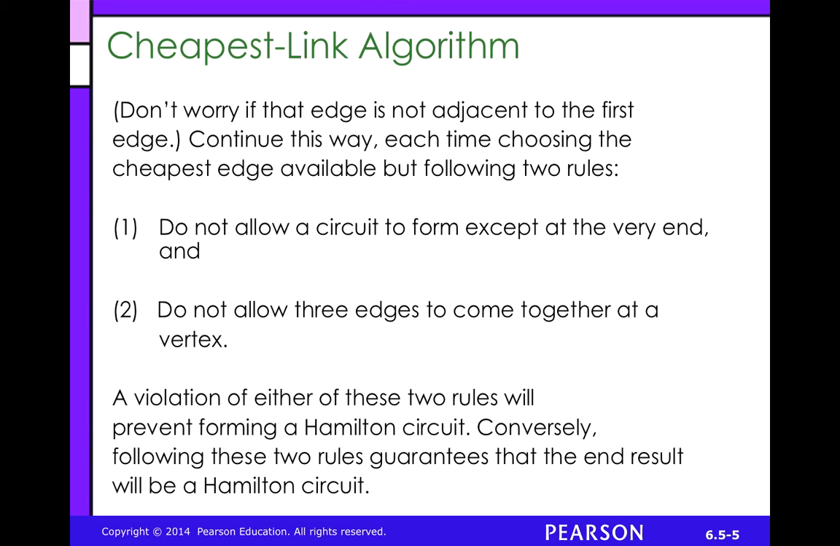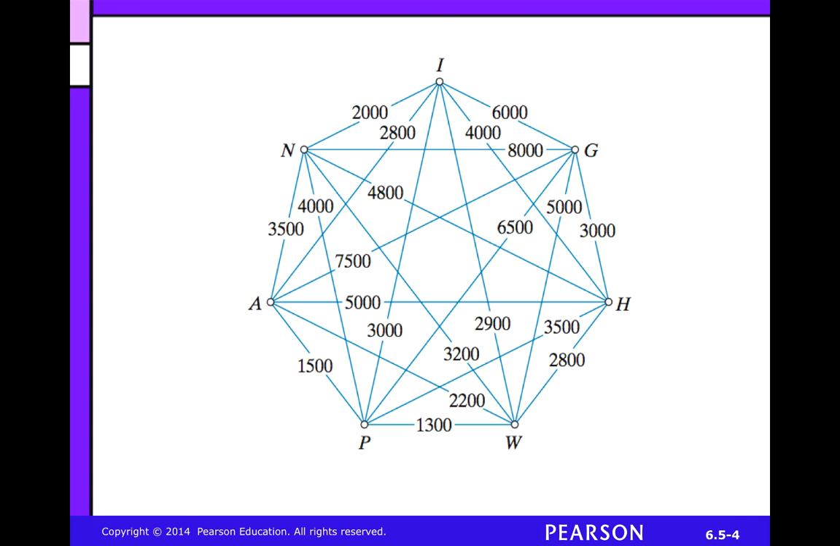So, as I've said before, we zoom out, we highlight edges, okay? And you highlight the cheapest thing available. But there are 2 rules you must follow. Do not allow a circuit to form except at the very end. Okay, so let's go back to the example. I highlighted PW, that was my first edge. I highlighted AP, that was my next edge. Then I highlighted NI. None of those highlights form a circuit.